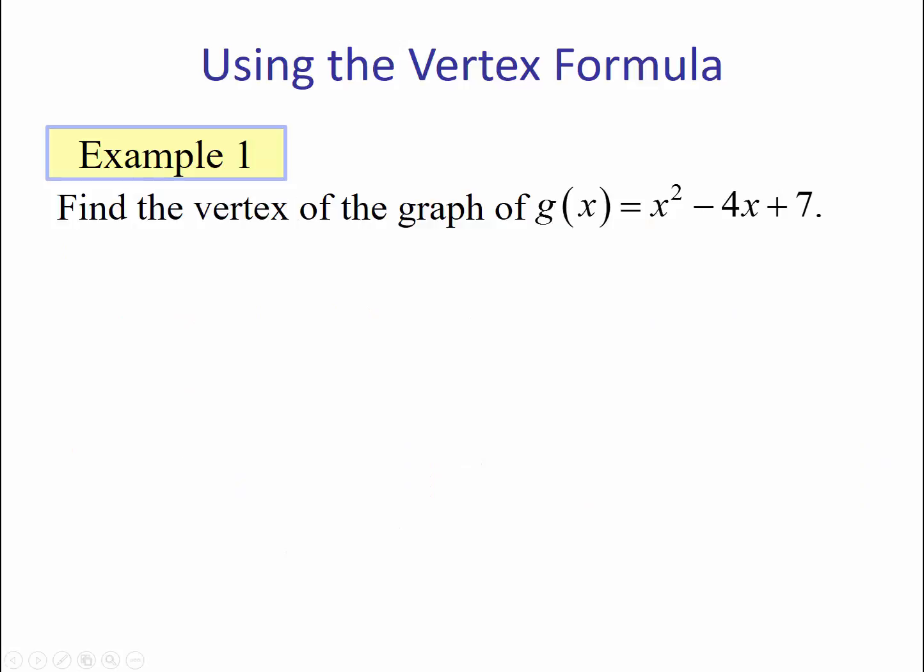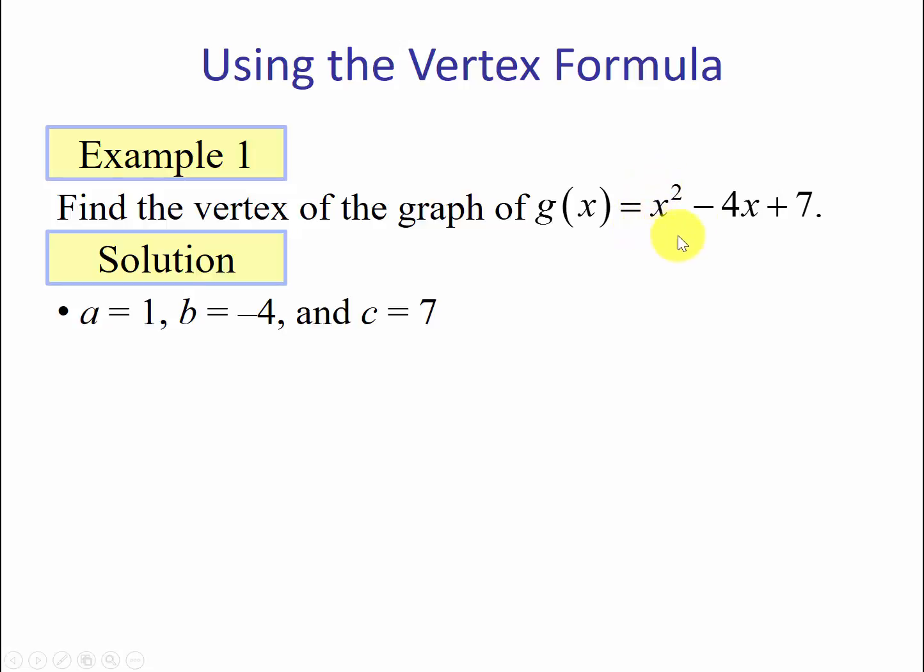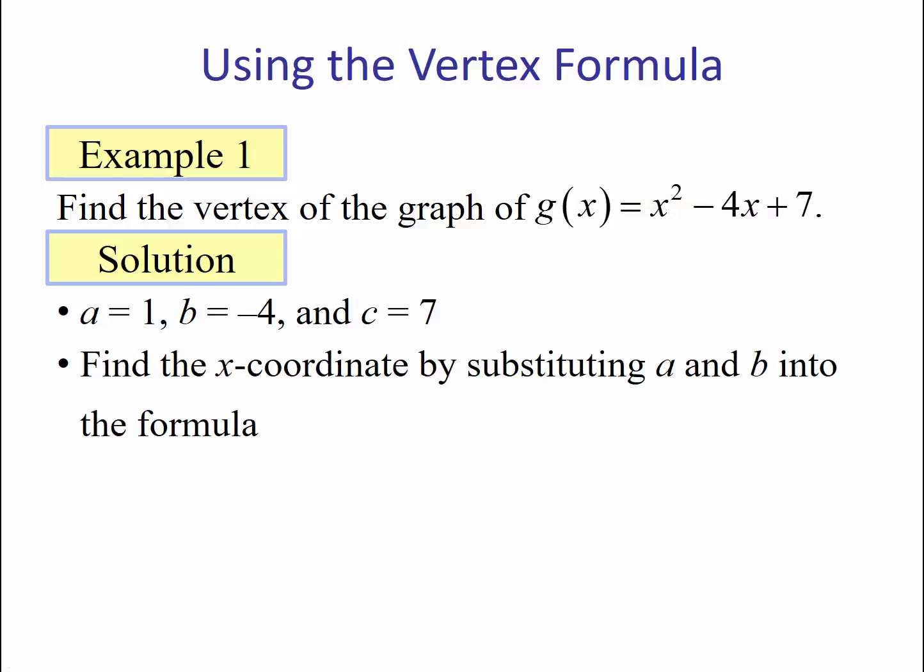So let's do an example. Example number 1: find the vertex of the graph g of x equals x squared minus 4x plus 7. We'll do this algebraically first using the vertex formula, and then we'll use the graphing calculator to find it numerically and graphically. So solution: a is 1, b is negative 4, c is 7. Substituting these values into the formula, we take the opposite of negative 4, and then we divide that by 2 times 1, which is 2. So 4 divided by 2 is 2. So the axis of symmetry is x equals 2.